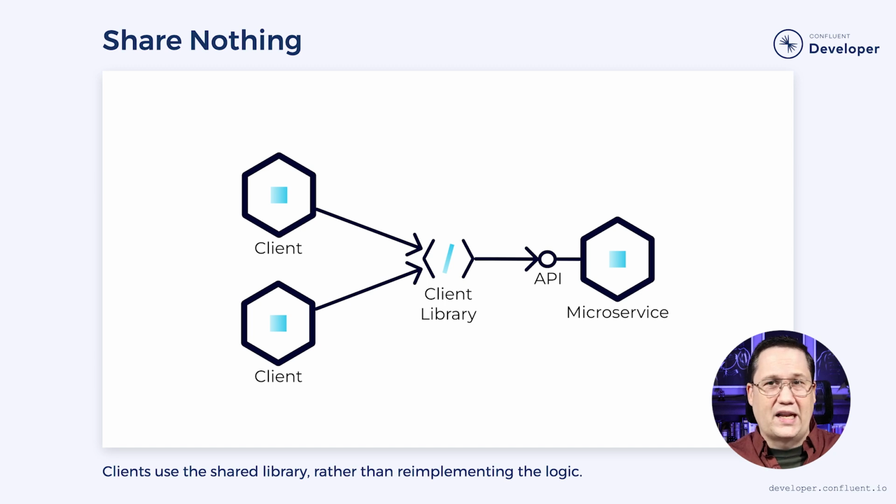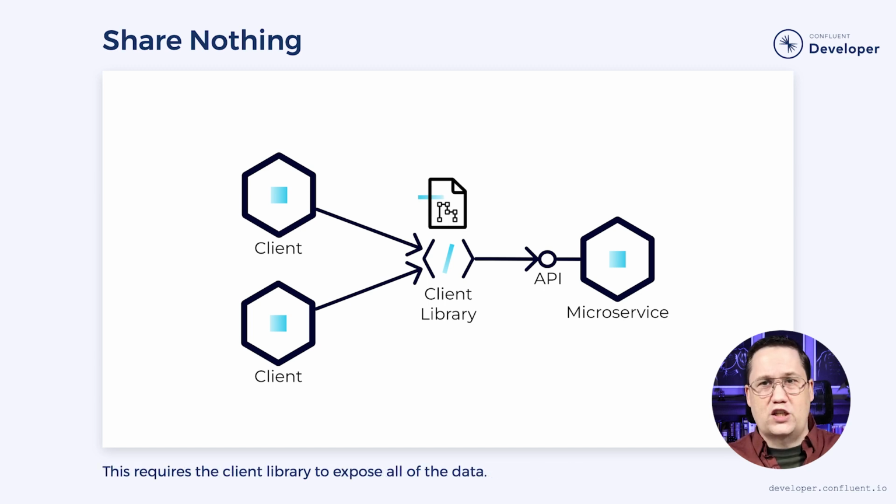For example, it's common to write shared client libraries for a microservices API. Clients of the API can leverage the shared library rather than re-implementing the logic. However, for this to work, the library has to read all of the data exposed by the API. If any part of the data changes, then the client library will need to be updated. That in turn can force a change to any clients that use the library.